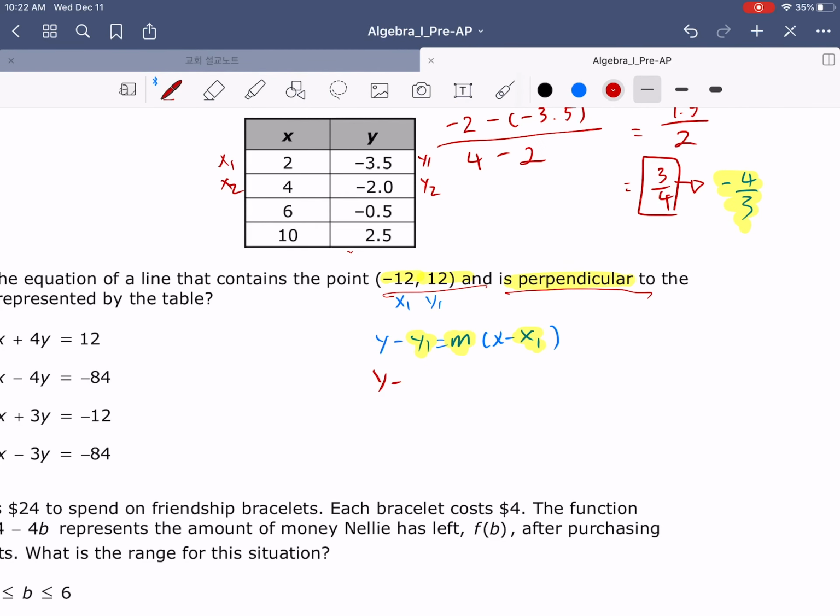Y minus y1 is what? 12. Slope is -4/3. X minus x1 is what? -12. Again, these two negatives become positive, so it's going to be y minus 12. Oops, I forgot the parenthesis, but it doesn't change anything. If you distribute it, that's going to be negative 4 over 3x. If I do mental math, it's going to be negative 16.